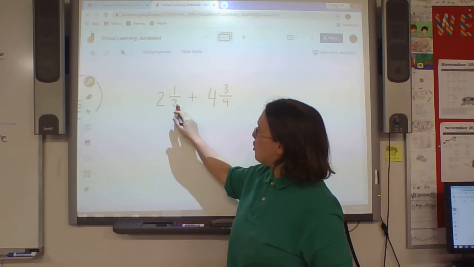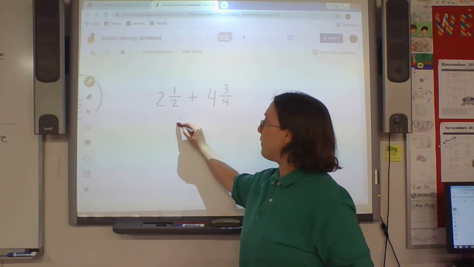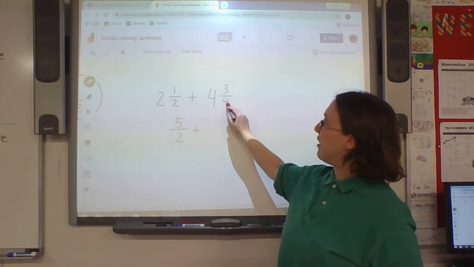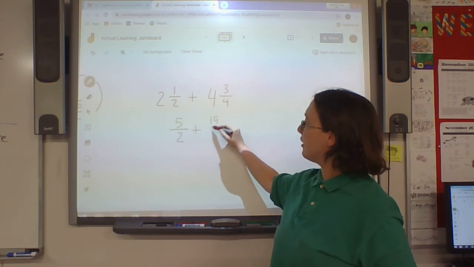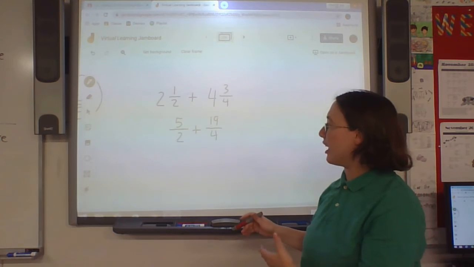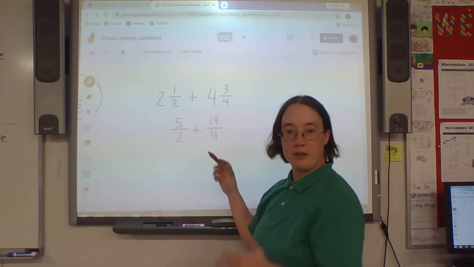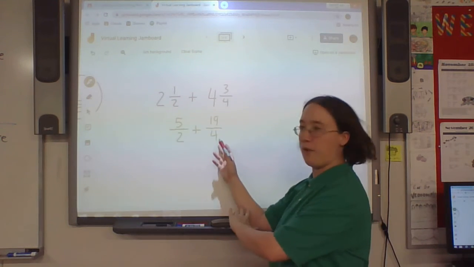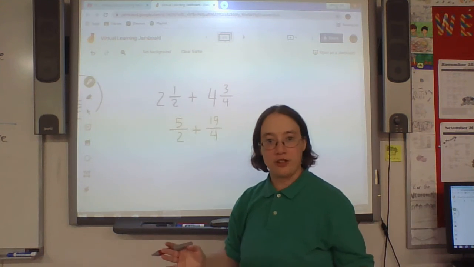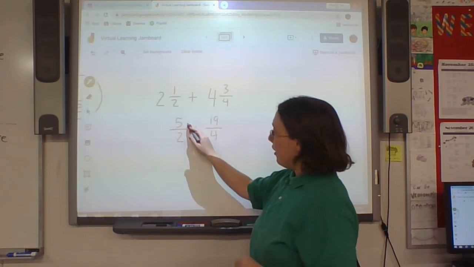I'm going to do it after this time. So we got 2 times 2 is 4, plus 1 is 5, so this is 5 halves now. Plus 4 times 4 is 16, 16 plus 3 is 19. And now we're going to get a common denominator. A good common denominator for 2 and 4 is the 4 we've already got. Now, if you happen to use 8, because 2 times 4 gives you 8, that's fine. You're just going to end up having to reduce it at the end.